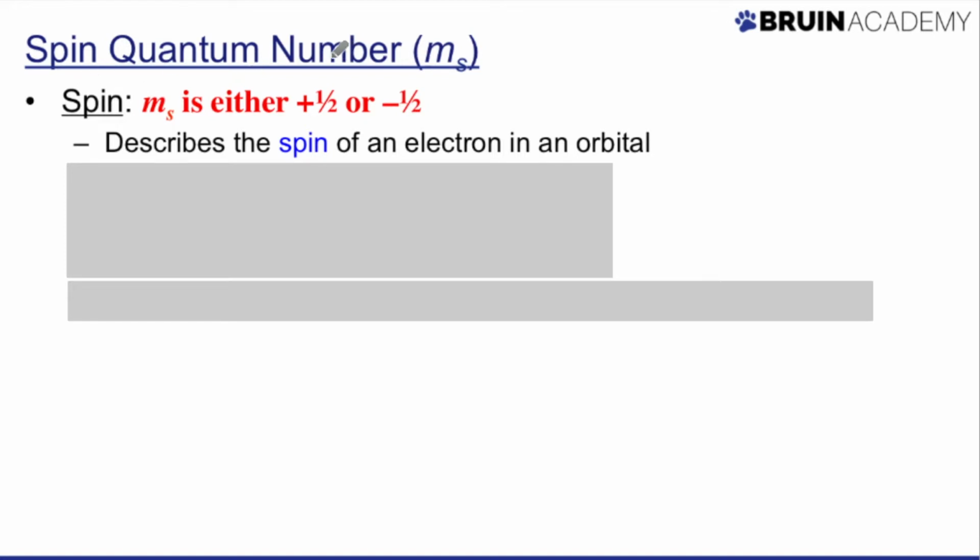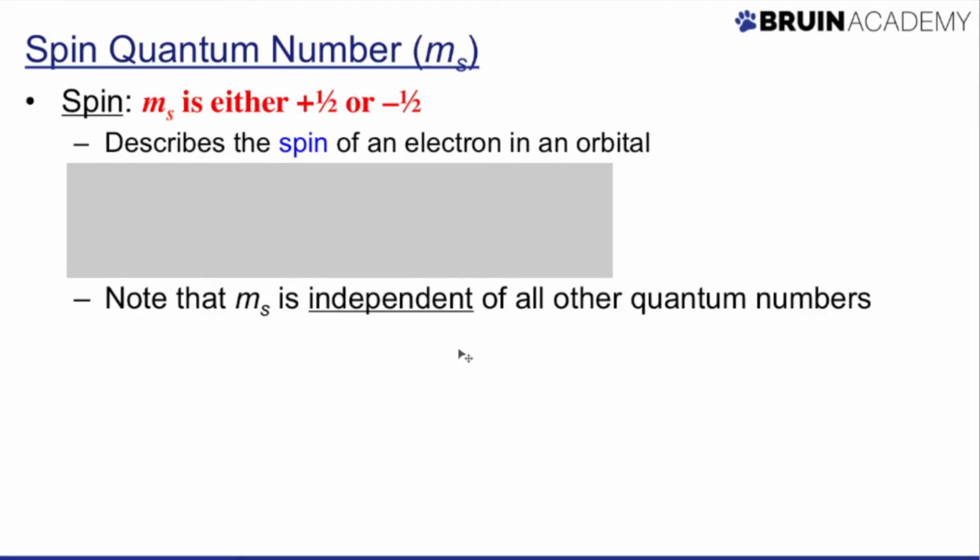So the last number is the spin quantum number, ms, and there's only 2 possible values for this guy. It's either going to be plus a half or minus a half. So notice here that the spin quantum number is actually not dependent on any of the other quantum numbers, and it's the only quantum number that stands alone and is independent.